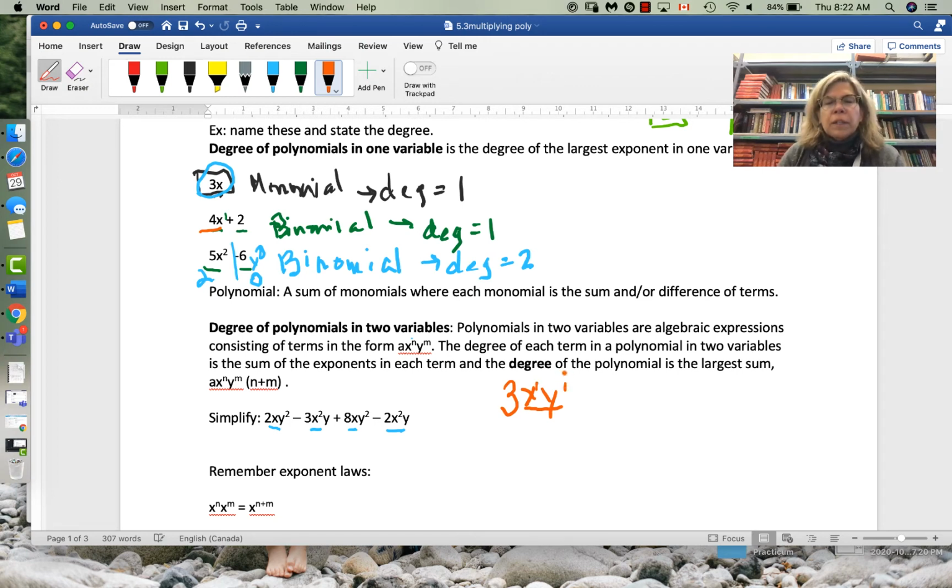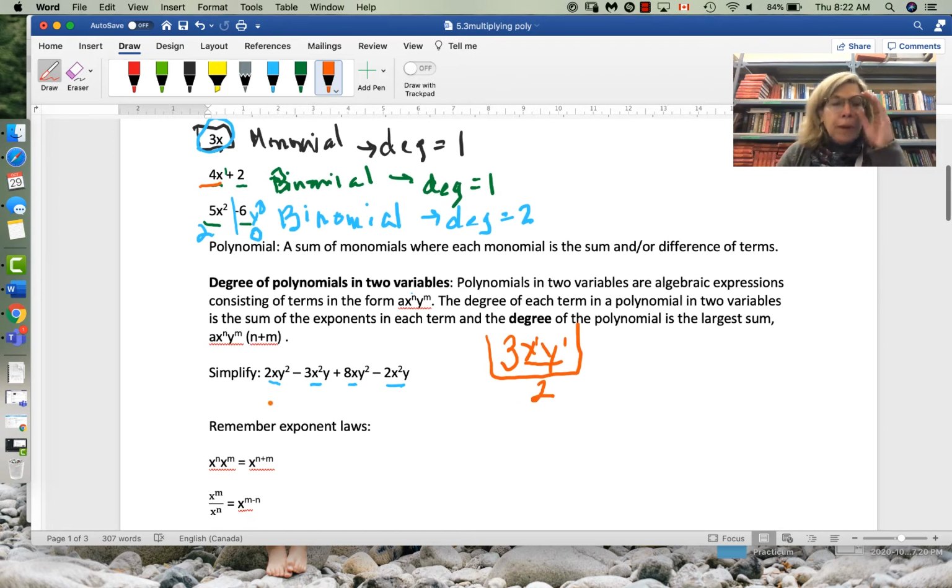If you're looking to find the degree, and we talked about this a little bit yesterday, you would add the exponents. So for this particular term, which is a monomial, you add x to the first and y to the first. So you add the 1 and the 1, and that gives you 2. And that is the degree of that monomial. So let's try this one down here.